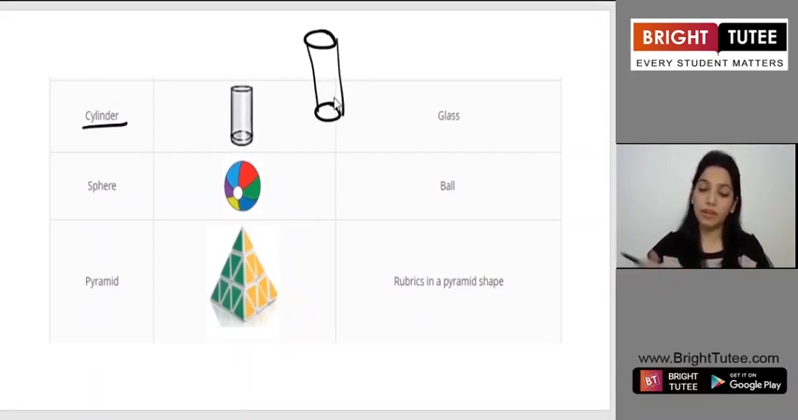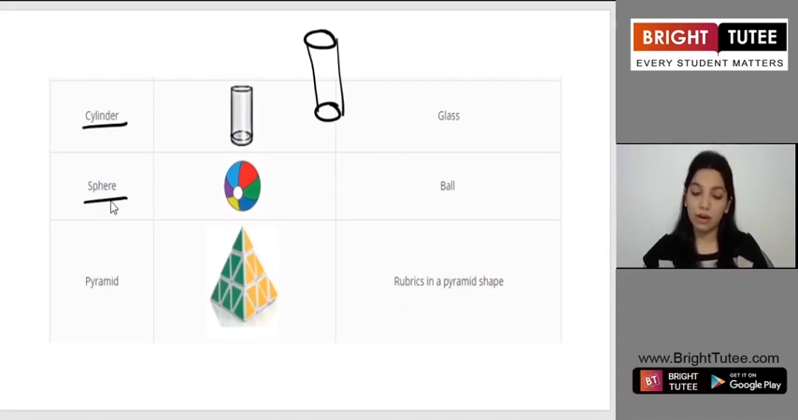Now comes sphere. A very simple example of a sphere is a ball. Also Earth, and all the planets that you know about, all such shapes that look like a circle and are 3D in image are called a sphere.